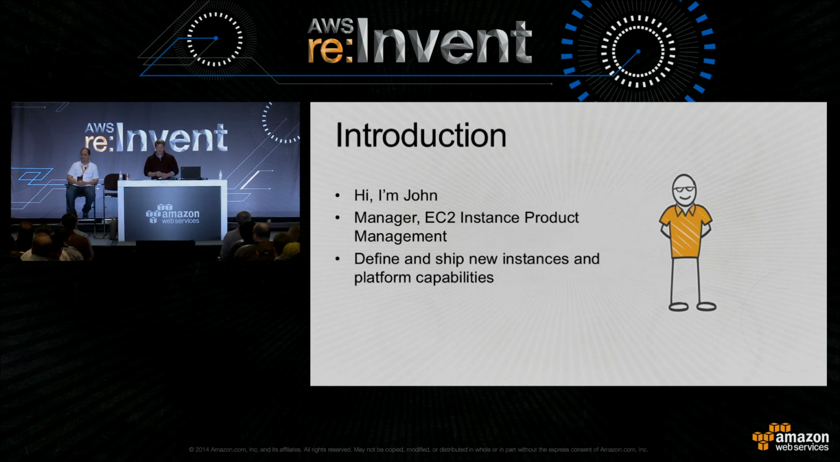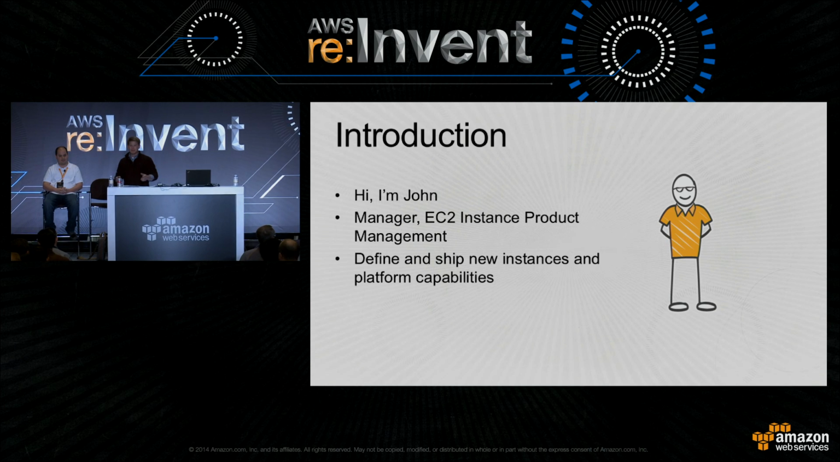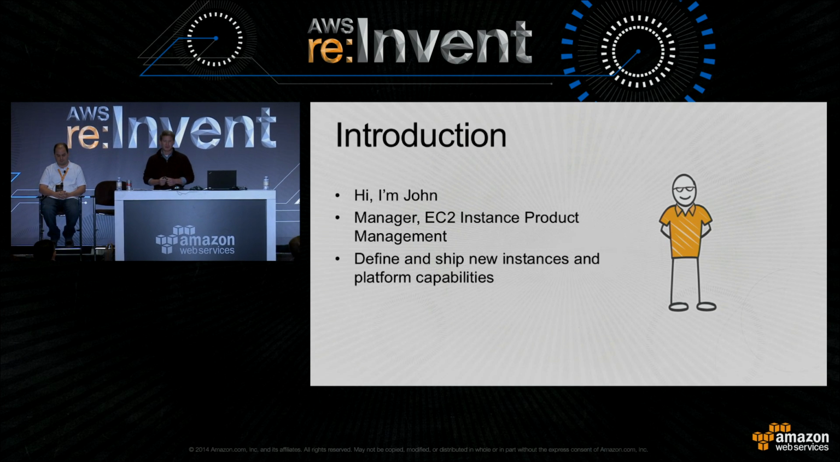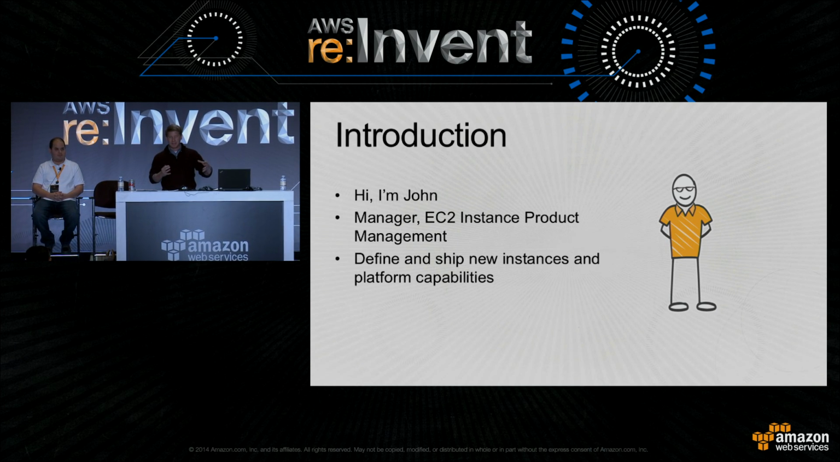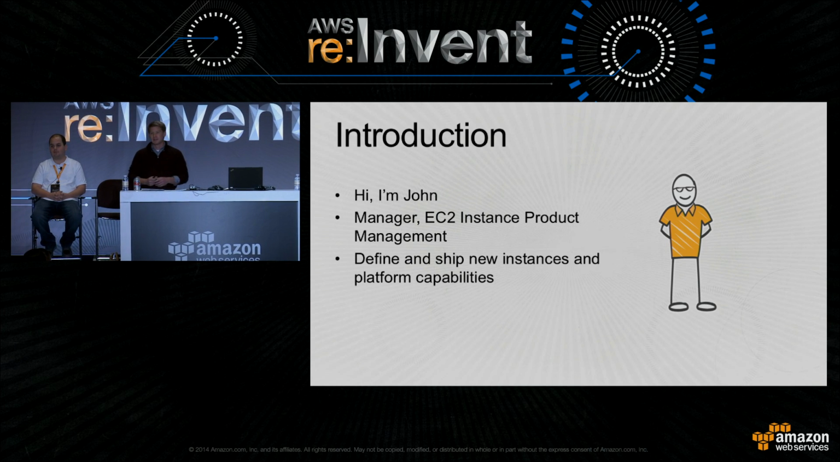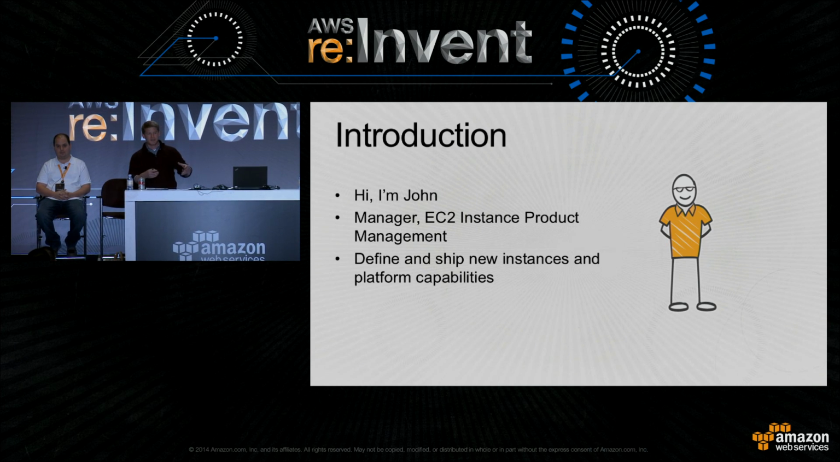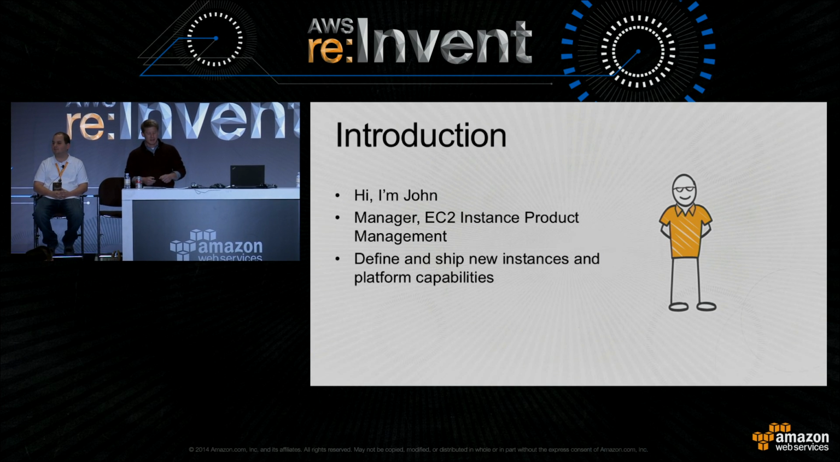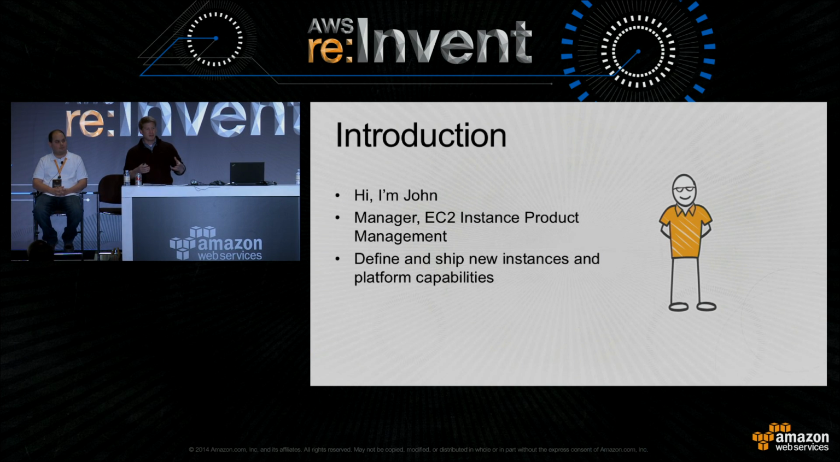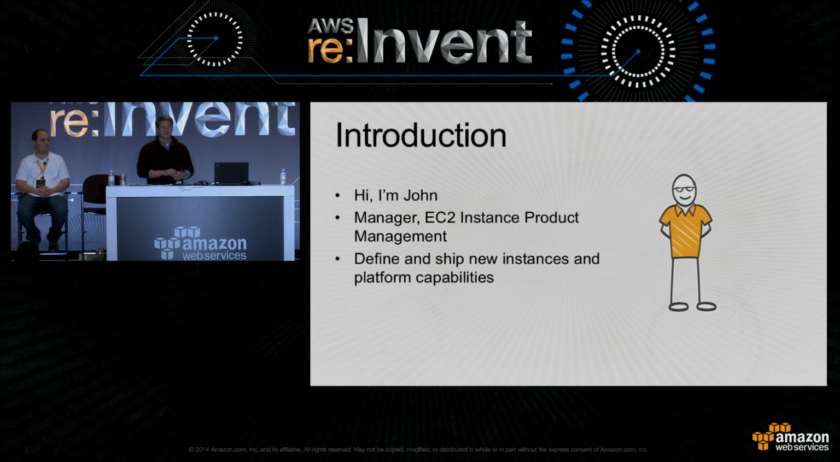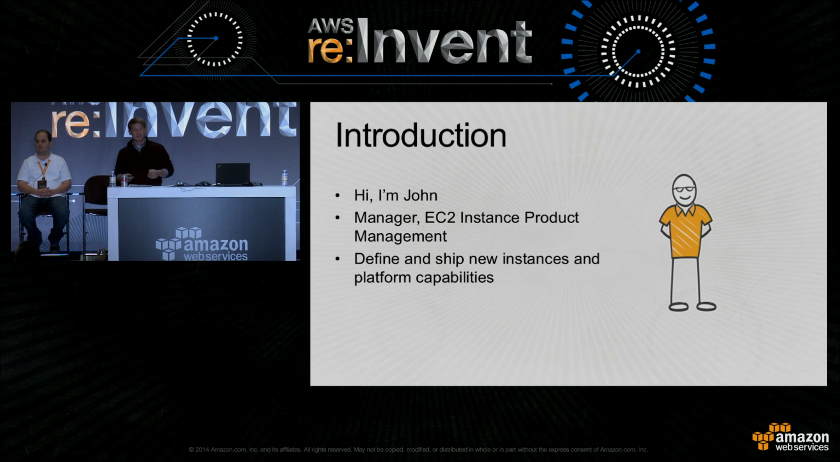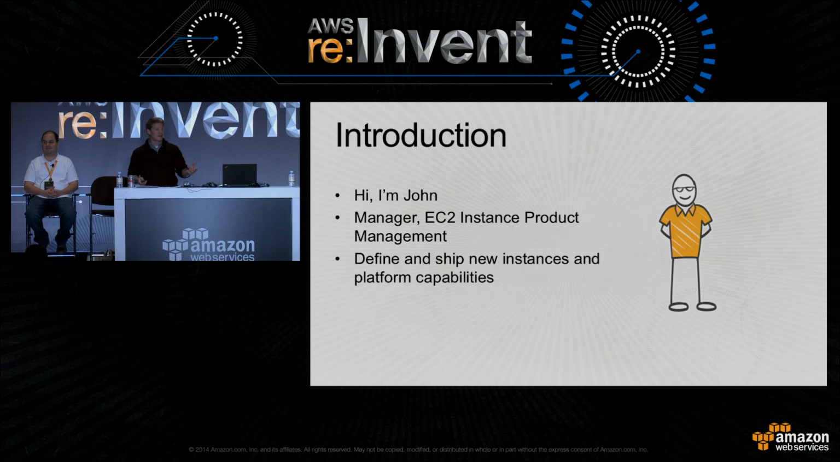Me first. So I'm John. I manage the team that defines and ships new instance types and new platform capabilities. Our team spends a lot of time talking to customers, sifting through usage data and trying to figure out what to build next. We drive the PR FAQ process, which is the Amazonian version of the product requirements document for new EC2 instances. And at the end of the day, we stay up most of the night during launch calls to make sure everything runs smoothly so you have a nice email the next day with something new from EC2.